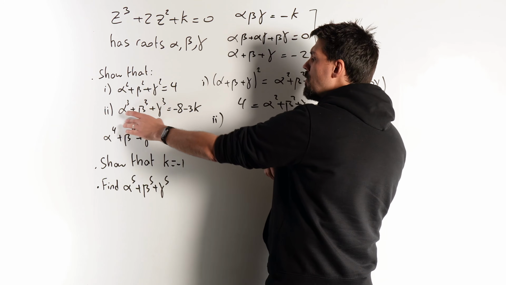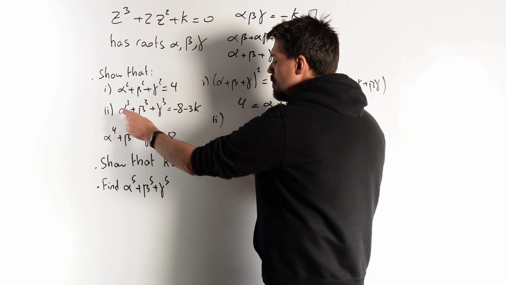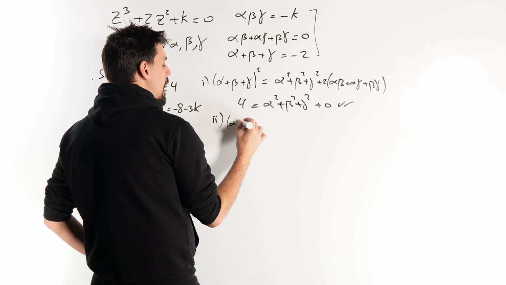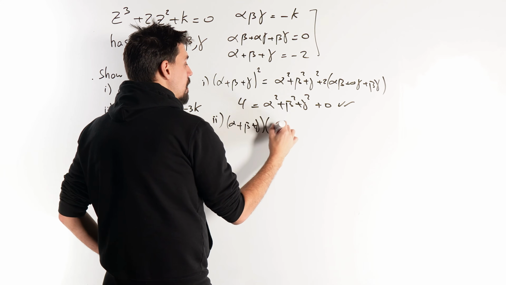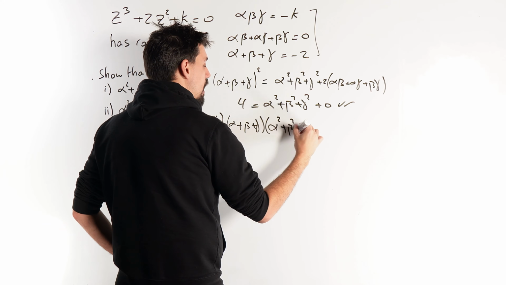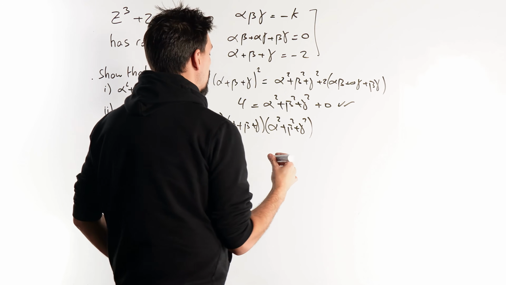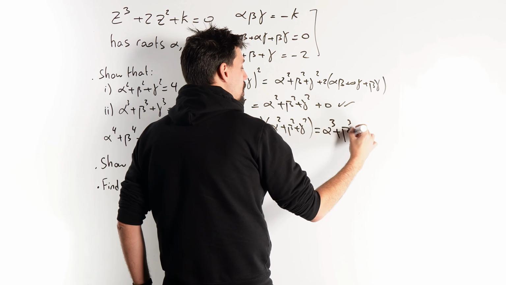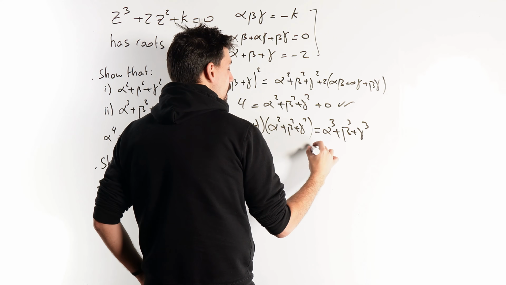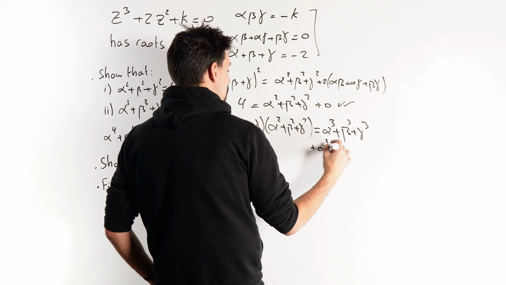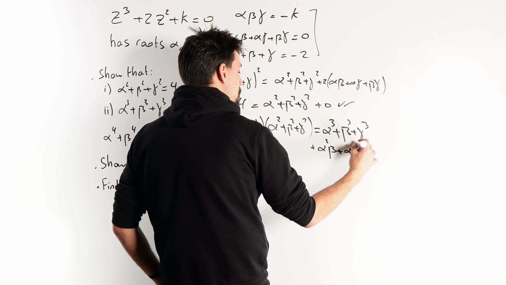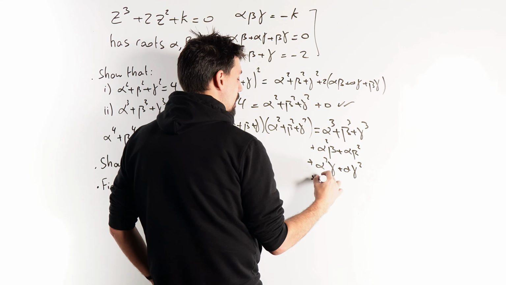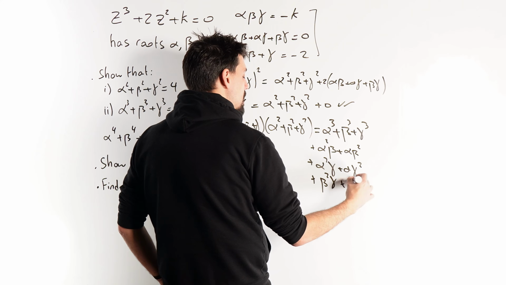Right, number 2. Now I'm going to show you a couple of ways to do this. Alpha cubed plus beta cubed plus gamma cubed. Once we've got this one, what I'm going to do is look at alpha plus beta plus gamma times alpha squared plus beta squared plus gamma squared. Now, this is perhaps the clunkier way to do it. So what do we end up with? If we expand this out, again, alpha cubed, a beta cubed, and a gamma cubed. And I'm going to get an alpha squared beta and an alpha beta squared. I'm going to get an alpha squared gamma, an alpha gamma squared, and a beta squared gamma, and a beta gamma squared.